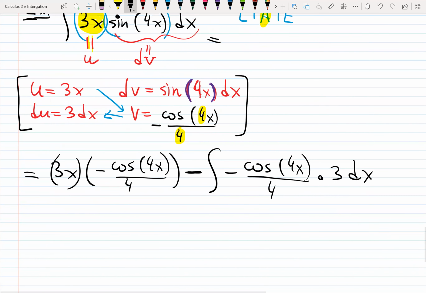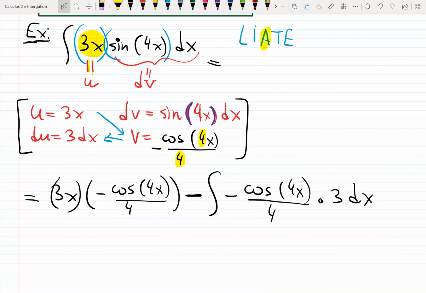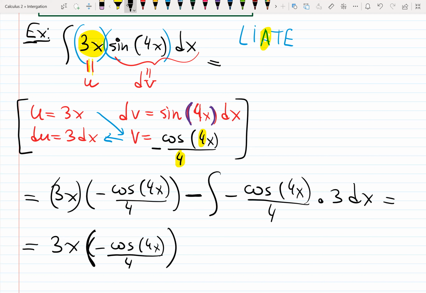And now you integrate by parts. So the first part is prepared to be done. The second part, hopefully, is the easy integral. Maybe it's not. Well, let's see. The first piece is done. 3x minus cosine 4x over 4. No, that's not correct. 4x is the input, over 4 is the fraction outside of the cosine.